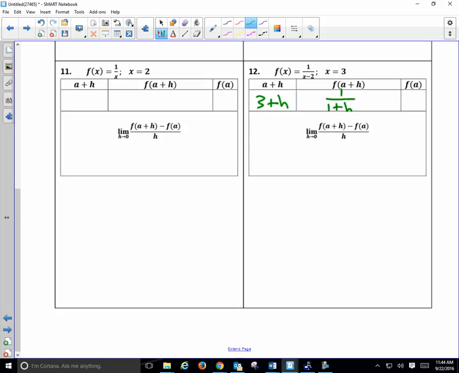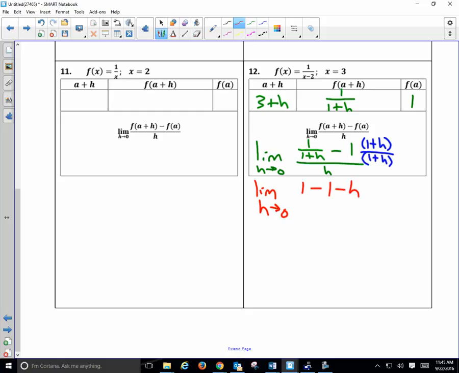What's f of a? So we have the limit as h goes to 0 of 1 over 1 plus h minus 1 all over h. How do we simplify that? Gotta get common denominators, right? We have a complex fraction. Limit as h goes to 0 of, I got to distribute the 1 all the way through, right? So I'll get 1 minus 1 minus an h all over 1 plus h, all over h over 1, multiplied by the reciprocal.